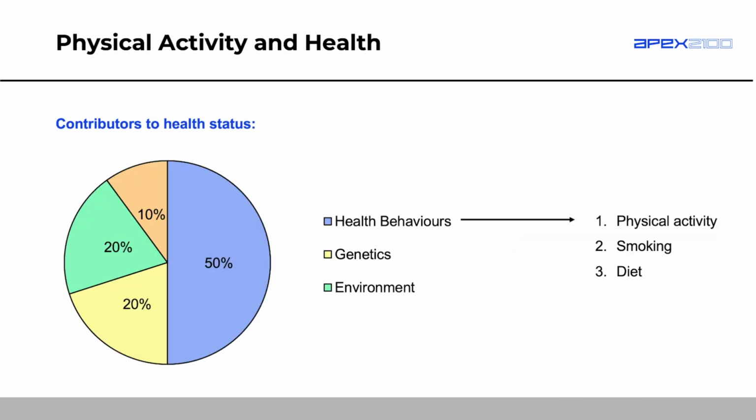Now, if we look at what actually contributes to our health status, what makes up our health status, about 50% of our health status comes from health-related behaviors. These are our lifestyle behaviors. So minutes per week of exercise, how much physical activity are we doing, whether or not you smoke, what type of diet do you eat. So these health behaviors are obviously going to contribute greatly to your health status, but it might not be as much as you would have thought, being at only 50% in this graph.